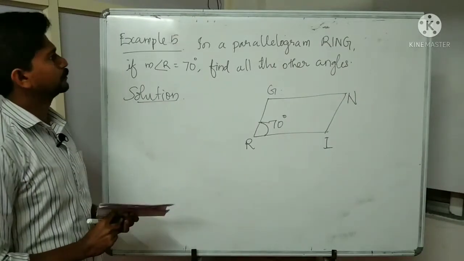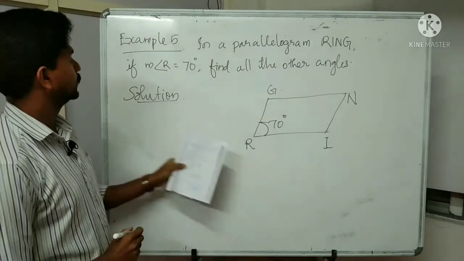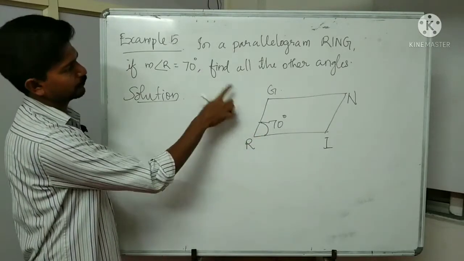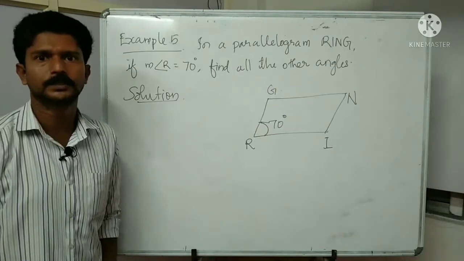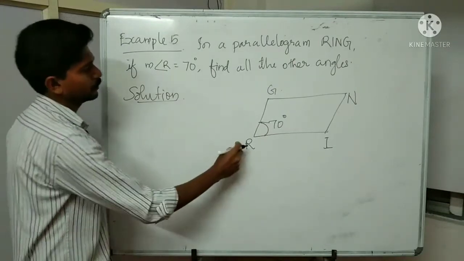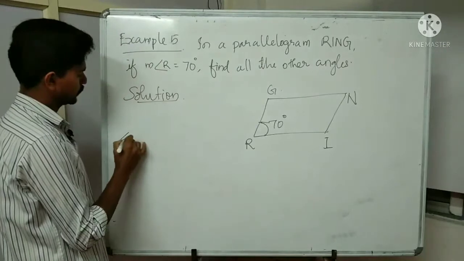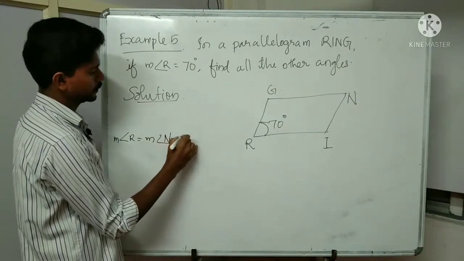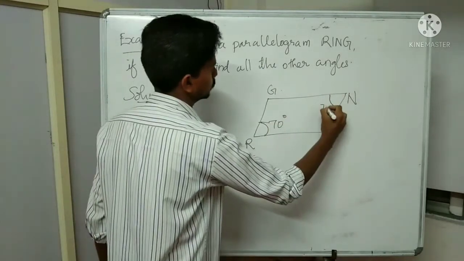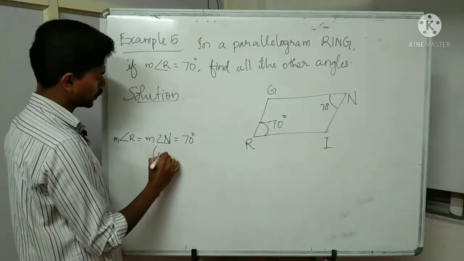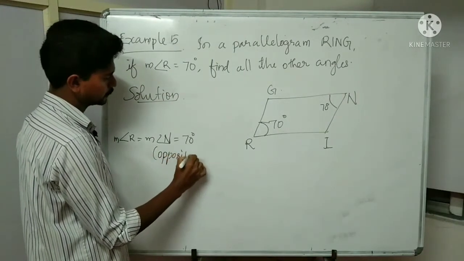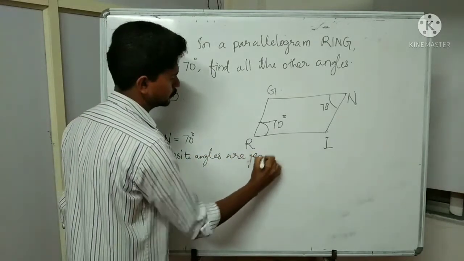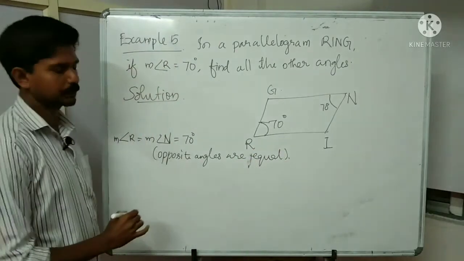Let us see this example 5. In a parallelogram RING, the measure of angle R is equal to 70 degrees is given. Find all other angles. So we know that opposite angles are equal. So measure of angle R is equal to measure of angle N, which is equal to 70 degrees. This is also 70 degrees because opposite angles are equal. In a parallelogram, opposite angles are equal.